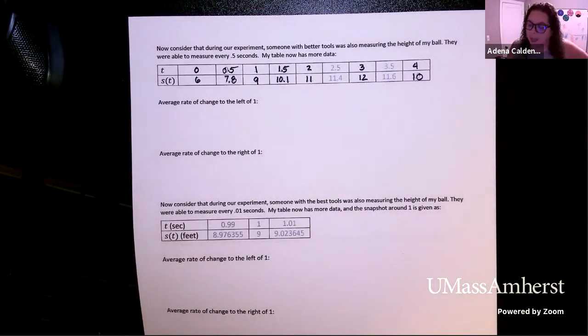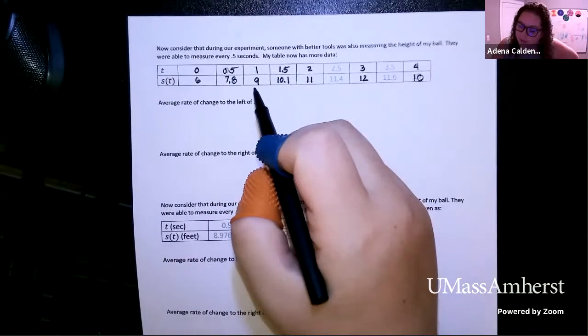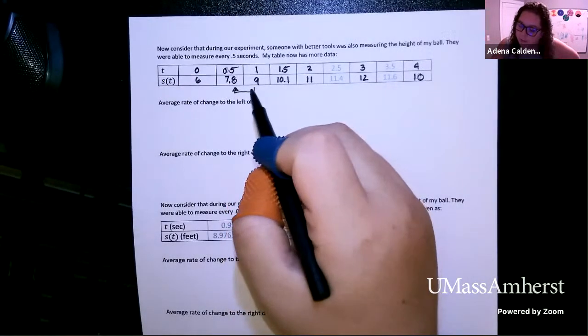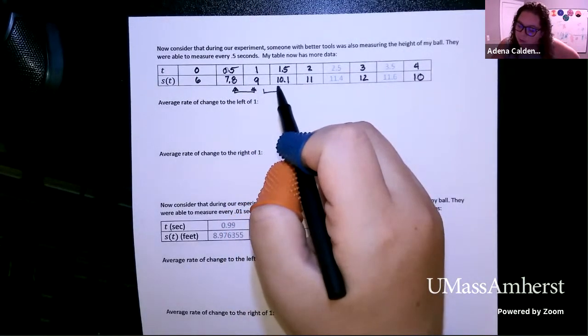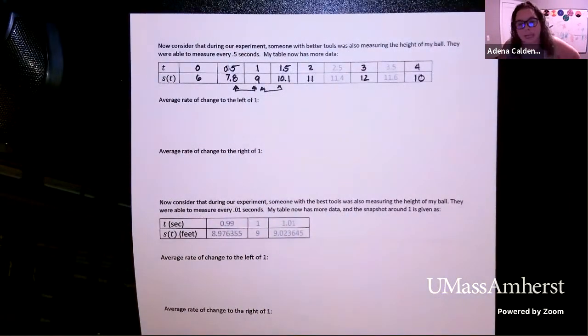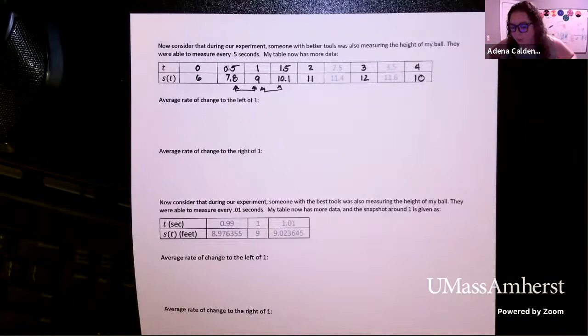So now that I have better information because I have values closer to 1, I want to repeat this process and do the average rate of change to the left of 1 and the average rate of change to the right of 1 to see how that might improve my approximation. So I'm going to give you 2 quick minutes to again find the average rate of change on the left and the right of 1 using that new data that we have from making our experiment better. Okay, so again, find the left and the right, and if you have time, you can find the best approximation. I'll give you 2 minutes, and then again, we'll do it together.